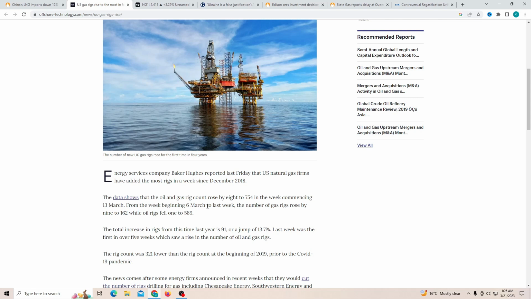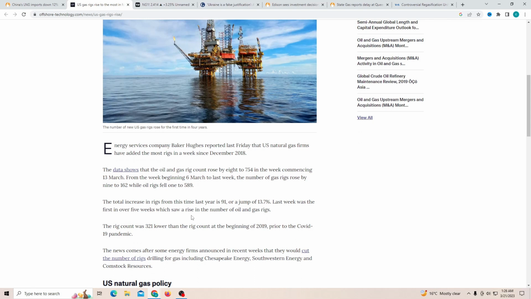From the week beginning the 6th to last week, the number of gas rigs rose by 9 to 162, while oil rigs fell 1 to 589. So, as you can see, even the US is trying to actually increase the gas pipelines and also increase the gas rigs. And on the other end, the oil rigs actually fell by 1, which is really interesting, as the total increase in rigs from this time last year is 91, or a jump of 13%. The rig count was 321 lower than the rig count at the beginning of 2019 prior to COVID.